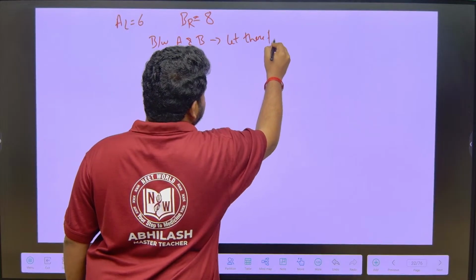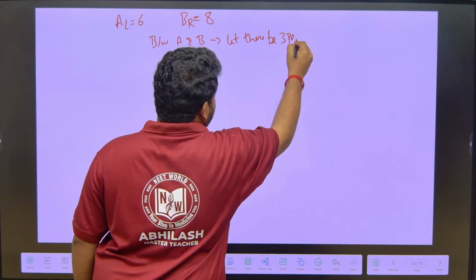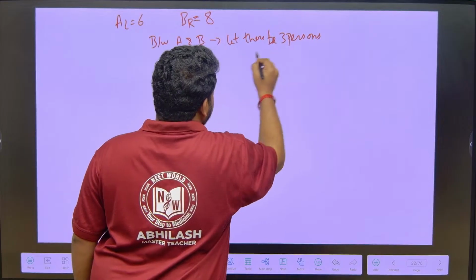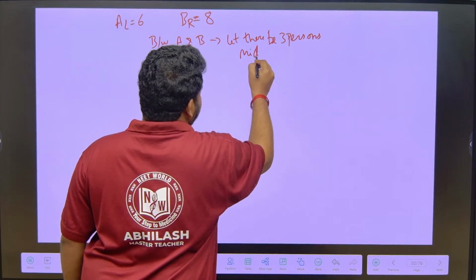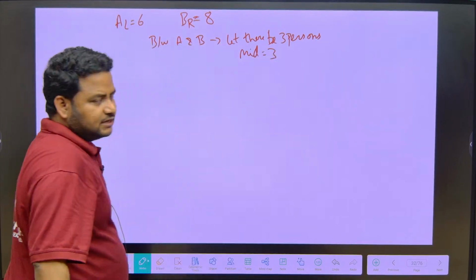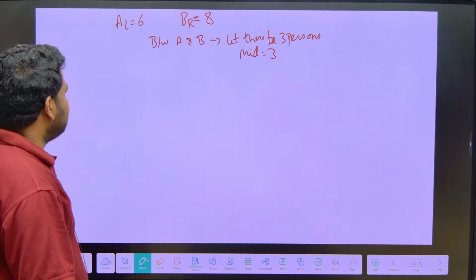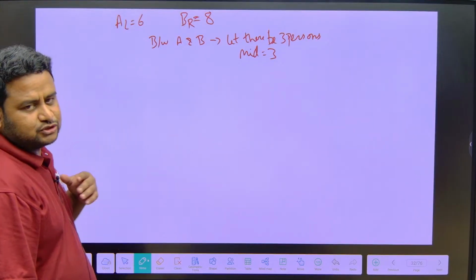Let there be how many persons? 3 persons. This is my condition: in between A and B, that is the middle, let there be 3 persons. Now how to represent this? This condition should be satisfied.